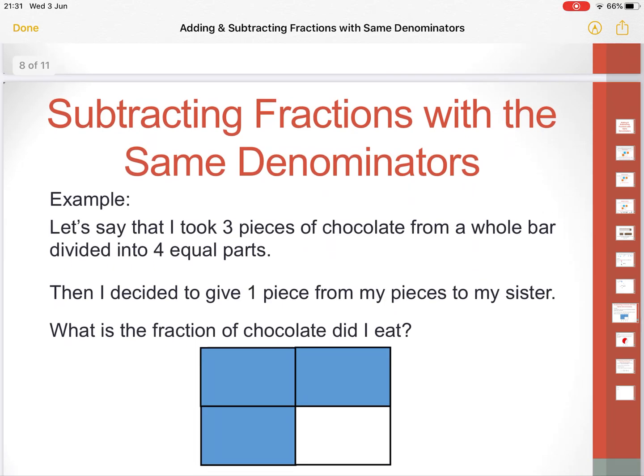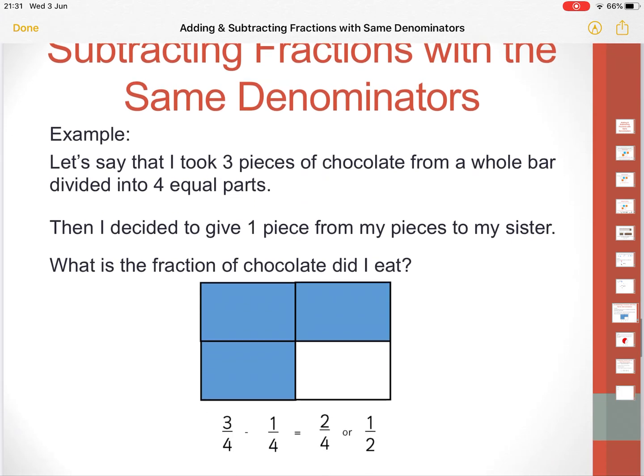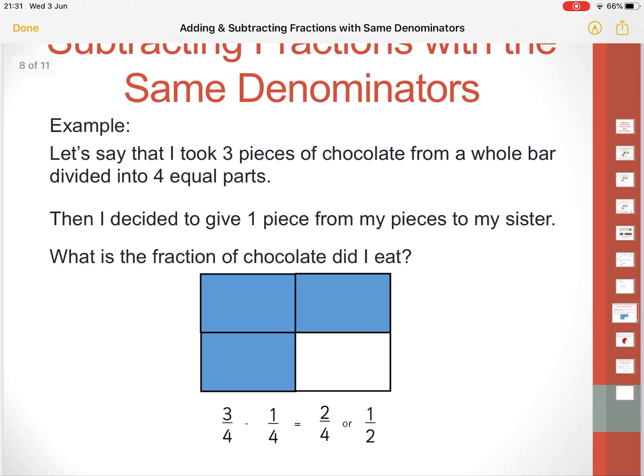Let's start subtracting now, boys. We're going to subtract fractions with the same denominator, all right? Let's start with a real-life example, okay?